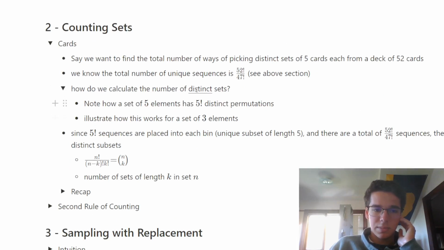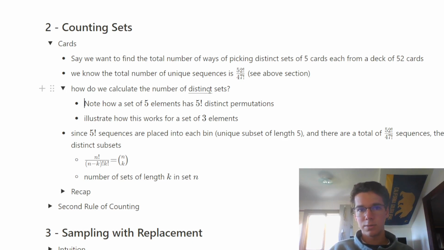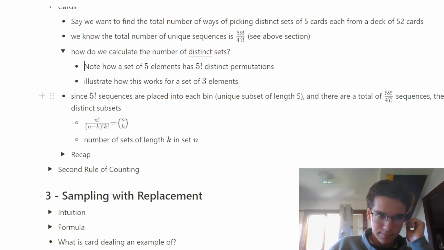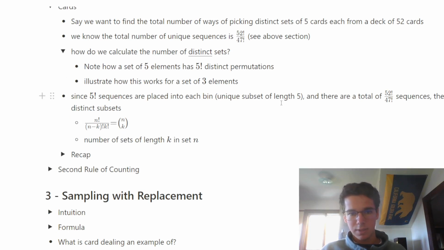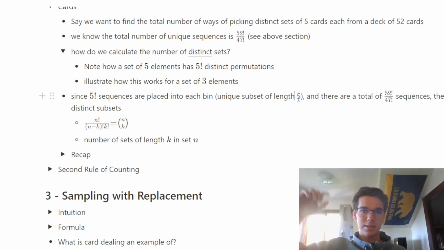Okay, so that just illustrates how a set of size k can take on k factorial distinct sequences. So since 5 factorial sequences are placed into each bin, yes, because that's basically what I just said. A set is going to be a bin, and all sequences that fall into that bin must be a part of that set, if that makes sense.